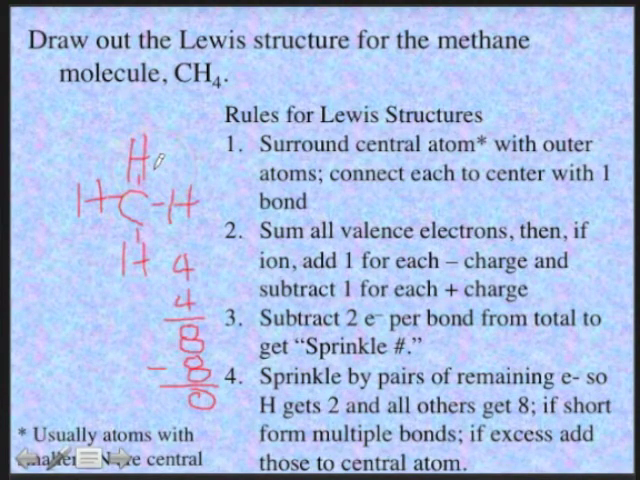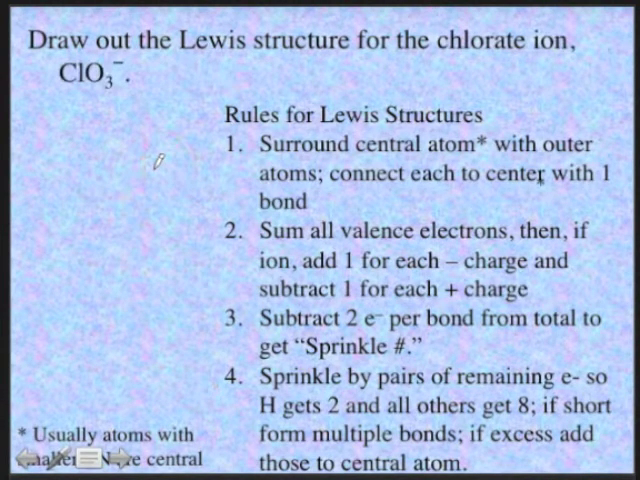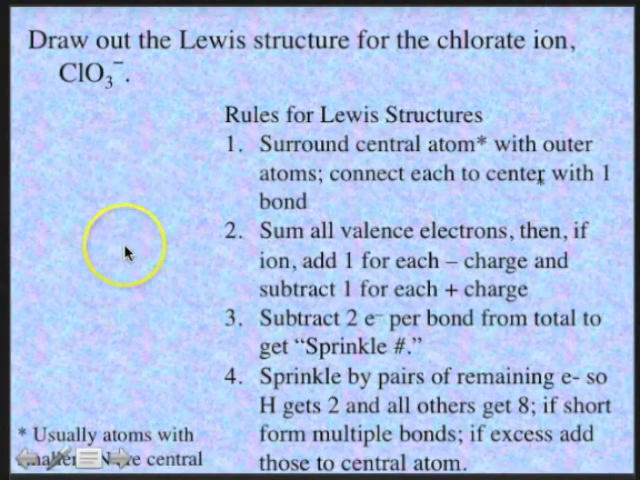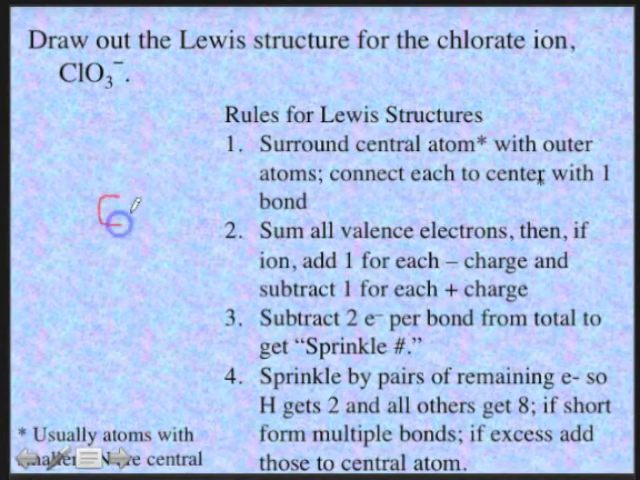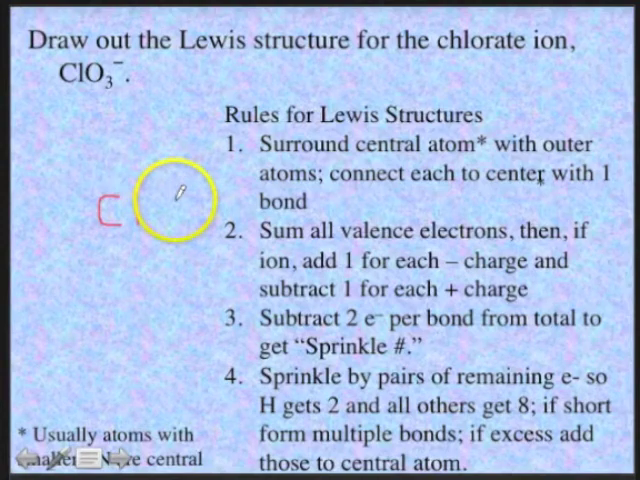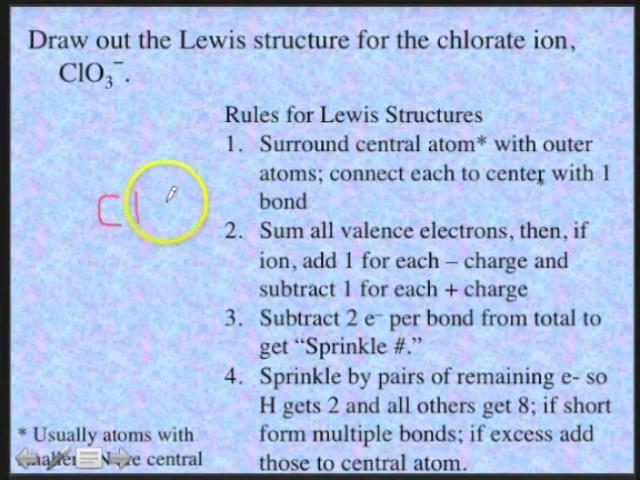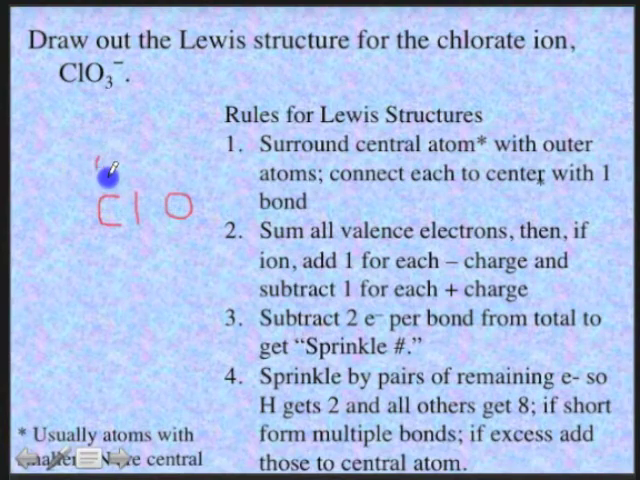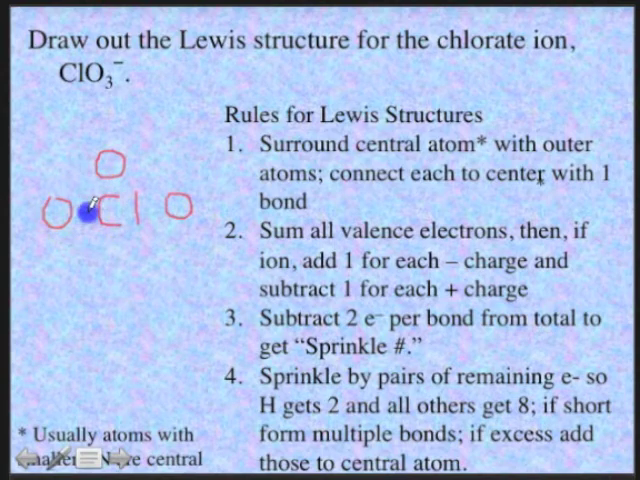Now let's try one slightly more complicated, the chlorate ion. So first, let's write out the central atom. That's going to be the chlorine. It has a smaller electronegativity value than oxygen. And oxygen usually is going to be a peripheral atom. Not always. It isn't in water. But the rule holds here. Chlorine's the central atom, and we put an oxygen around the chlorine like this, and we add one single bond between each oxygen and chlorine.